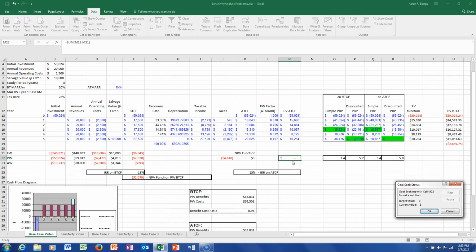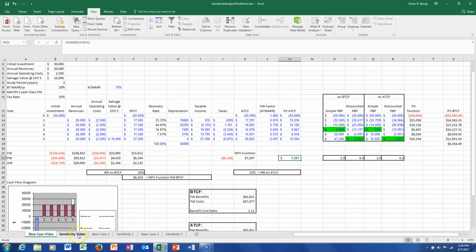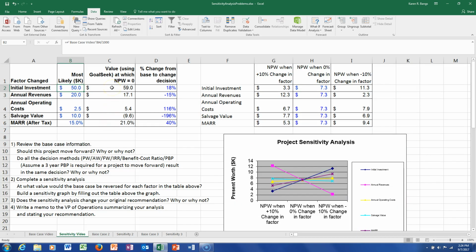Sorry, not investment. We have a net present value of 0, and our initial investment has to go up to $59,000. I'm just going to hit cancel, and everything's going to go back. But if I go back over here, I made note, okay, the initial investment would have to change to $59,000 in order for the decision to be reversed, to not do this project, because it wouldn't be worth it.